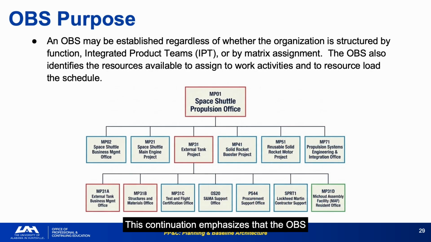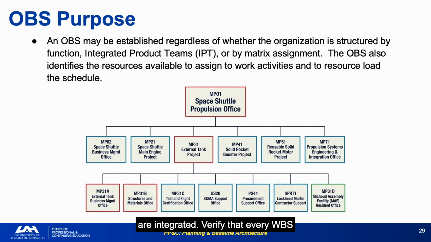This continuation emphasizes that the OBS serves a dual purpose. It establishes accountability for work activities and provides the resource pool for schedule loading. You cannot ask who is responsible for this WBS element without an OBS. Without the answer, the RAM intersection point is empty, and an empty RAM means no one owns that work. The RAM intersection defines the control account, the lowest level at which scope, budget, schedule, and risk are integrated.